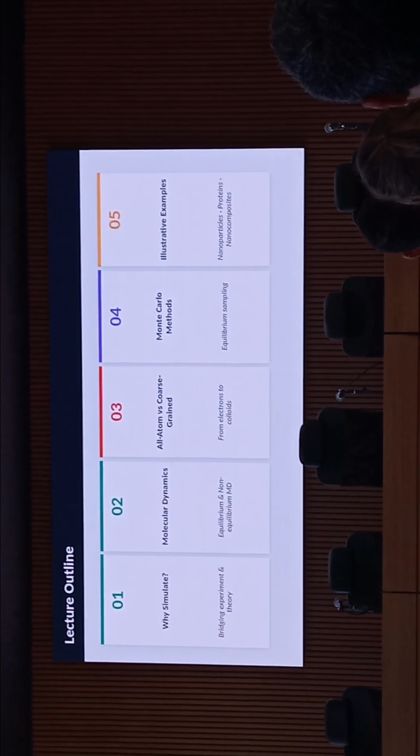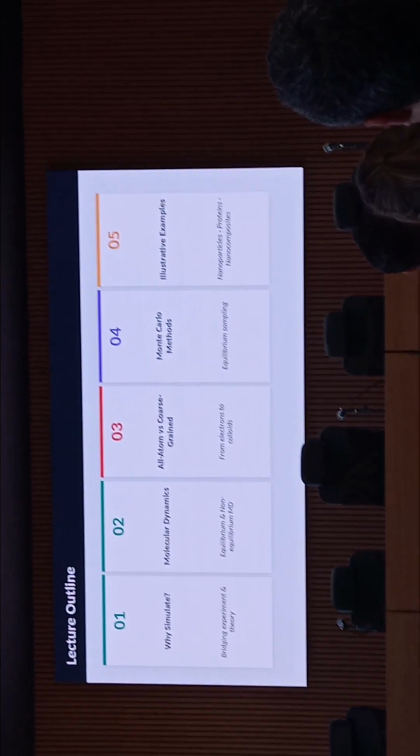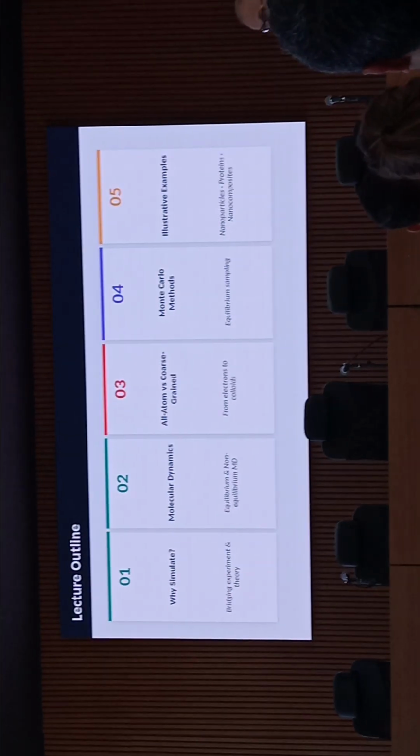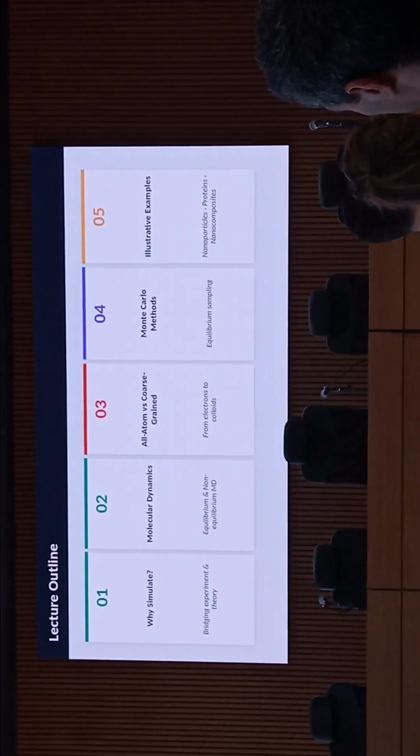You can do this, but there are also other methods. If you want to do this in atomic resolution, you soon enter borders and boundaries. And so the question is, can you simplify things? Can you coarse-grain your models? This is chapter 3.